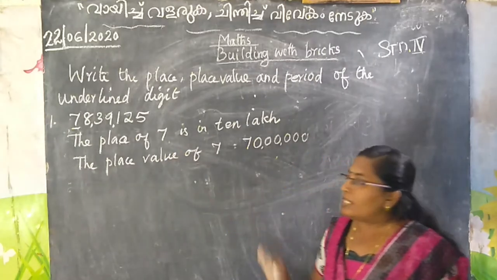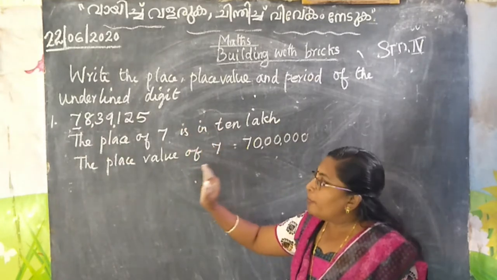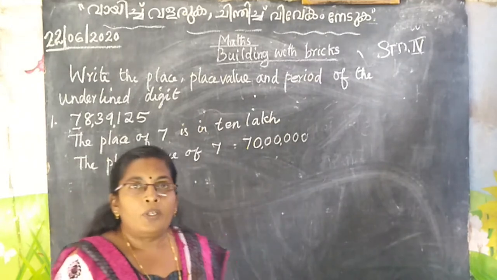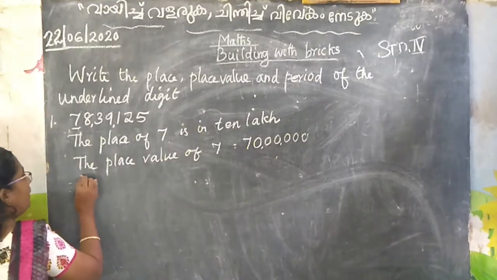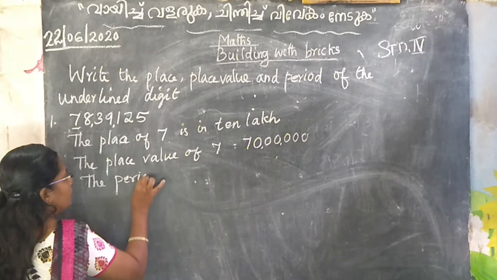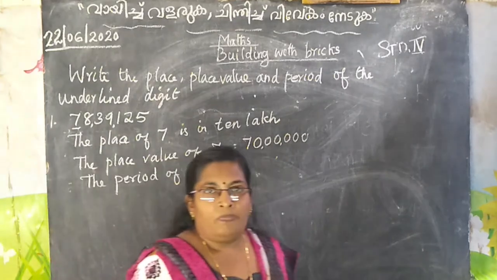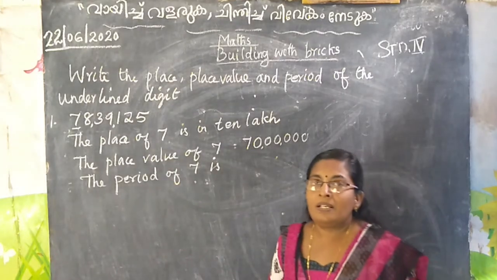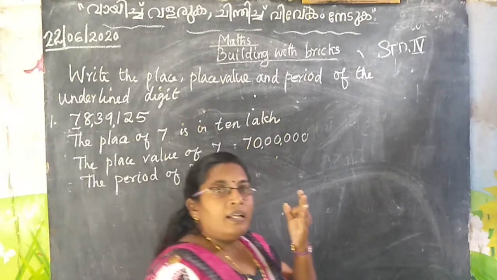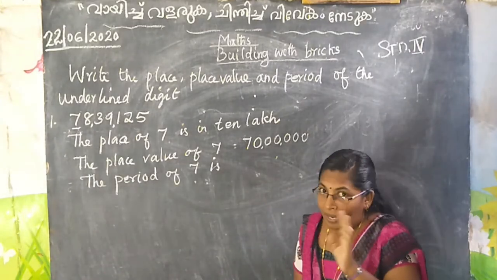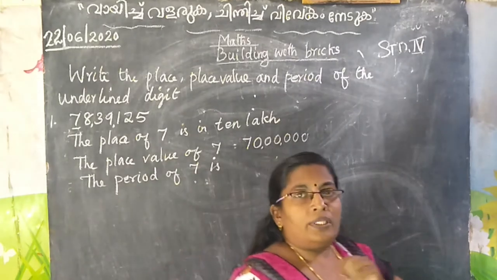Understand how to write the place value? First write the underlined digit. After that number, however many digits there are, up to that you have to give zeros. Understand? Then the period of 7. Do you know the periods? Ones, thousand, lakh, crore. These are the periods.